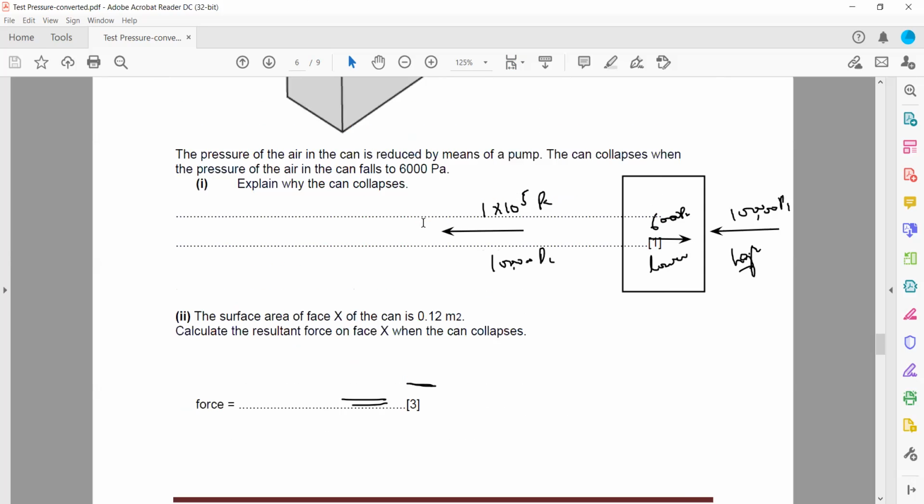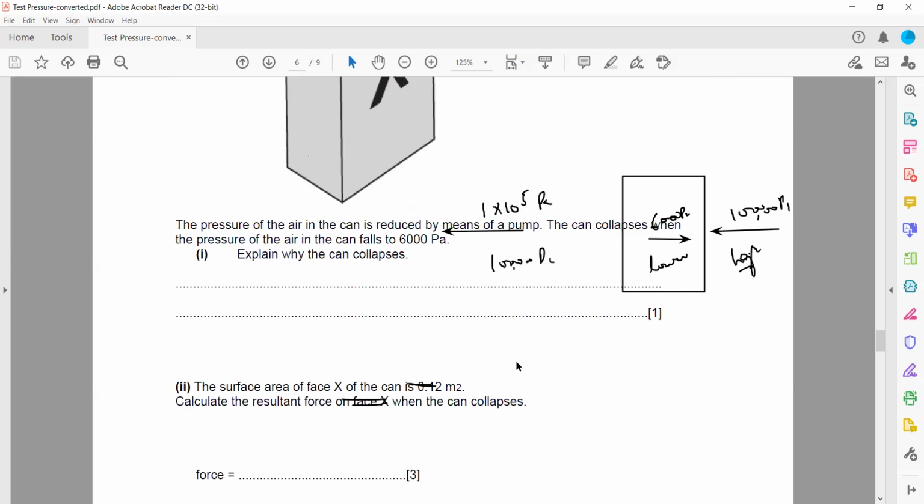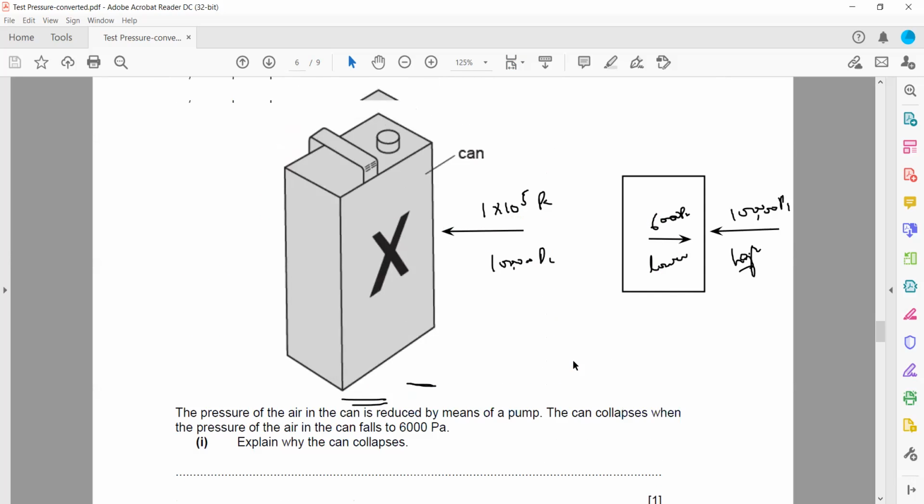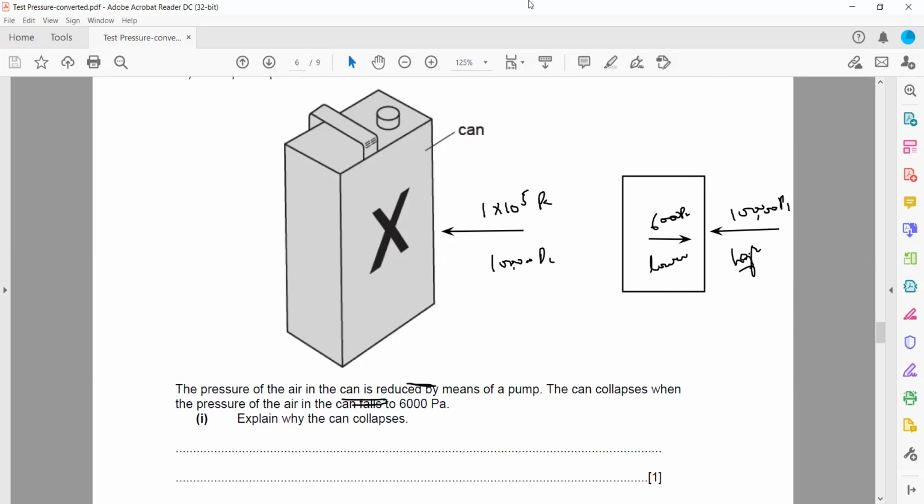The next part, we have to calculate the force. The surface area of face X is 0.12. Calculate the resultant force. First, what is the resultant pressure? From outside, it is 100,000 Pascal and inside it is 6,000. So 100,000 minus 6,000 is 94,000. So what is the result of these two pressures? The result of these two pressures is 94,000 Pascal.